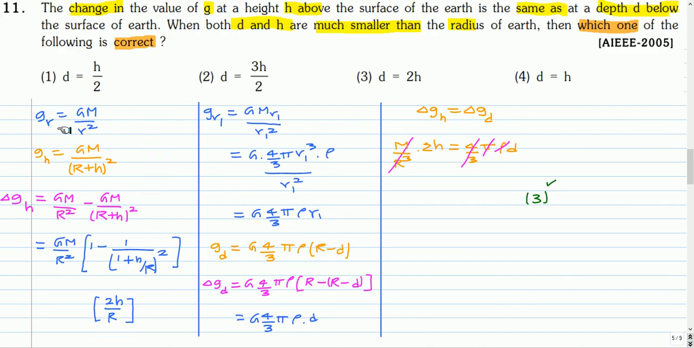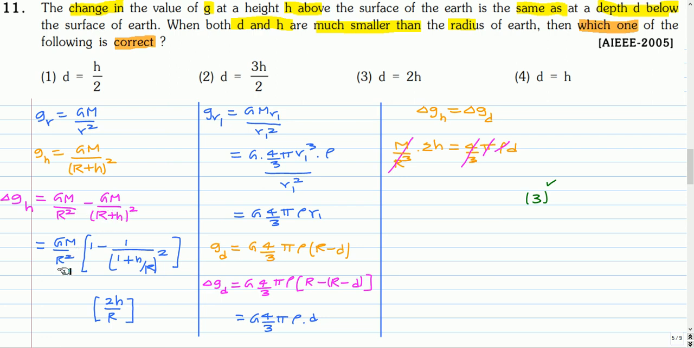So the gravitational force outside of the Earth's surface is GM by r squared, where M is the mass of the Earth. So at a height h, it is GM by (r plus h) squared, because h is the distance from the surface, so the distance from the center is r plus h. So the fall in gravitational acceleration at a height h is the gravitational acceleration at the surface, GM by r squared, minus at a height h, GM by (r plus h) squared.